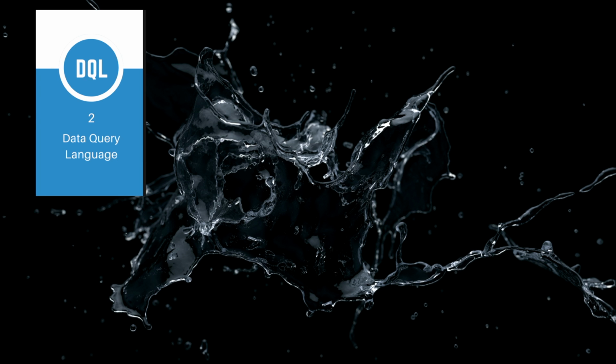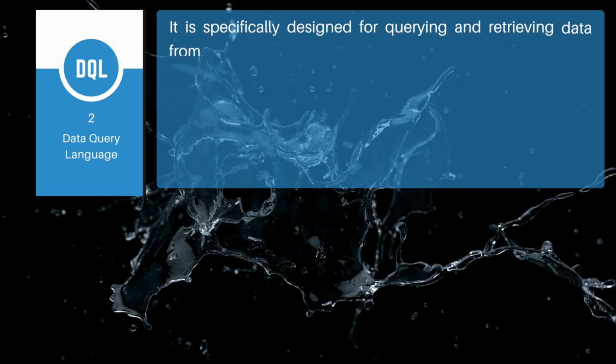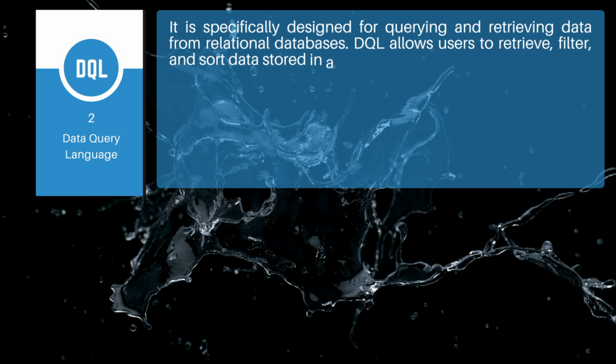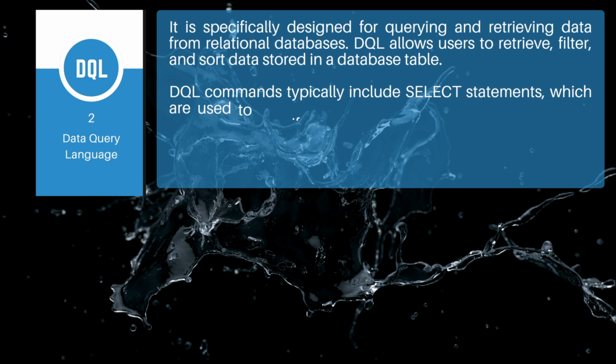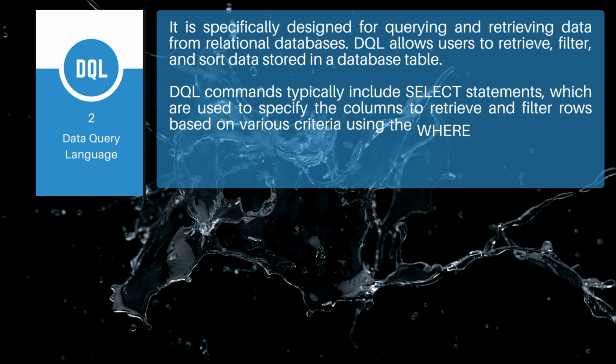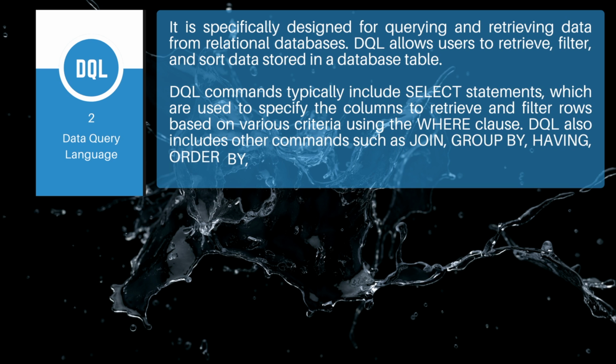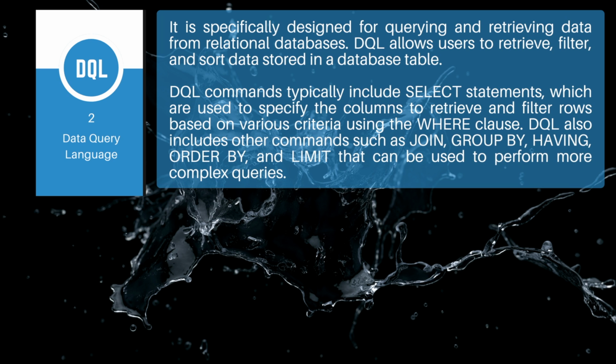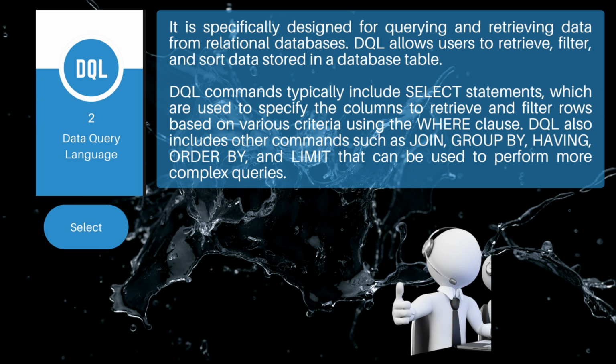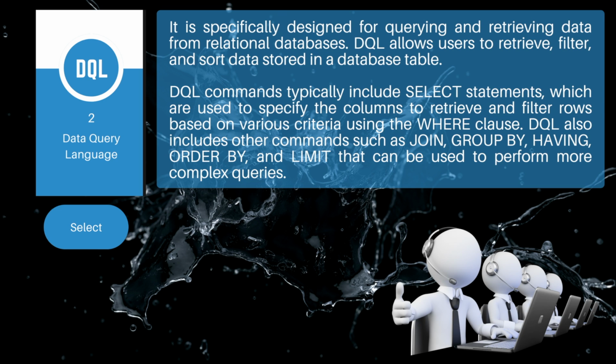Now let's move on to the second group type, that is DQL, that is Data Query Language. It is specifically designed for querying and retrieving data from relational databases. DQL allows users to retrieve, filter, and sort data stored in a database table. DQL commands typically include select statements, which are used to specify the columns to retrieve and filter rows based on various criteria using the where clause.